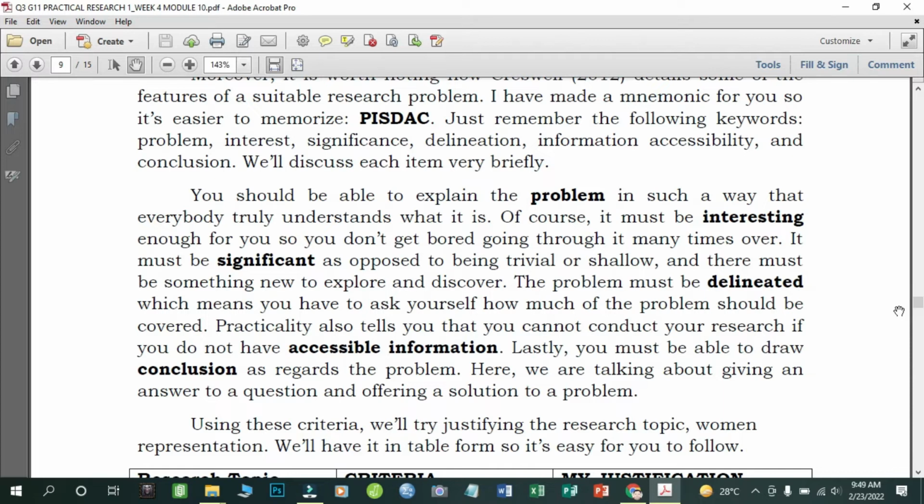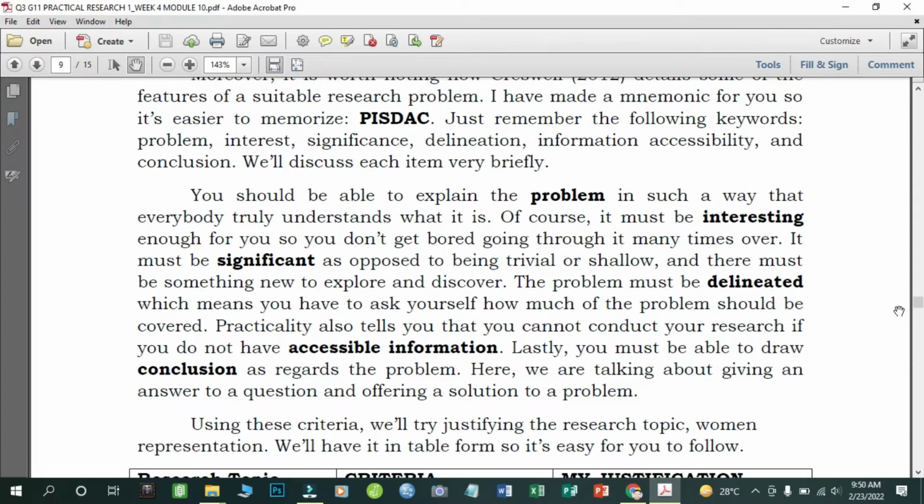Of course, it must be interesting enough for you so you don't get bored going through it many times over. Make sure your research is interesting, especially for you, because if it is not, you might not be able to complete your research output since you didn't find it interesting for yourself.